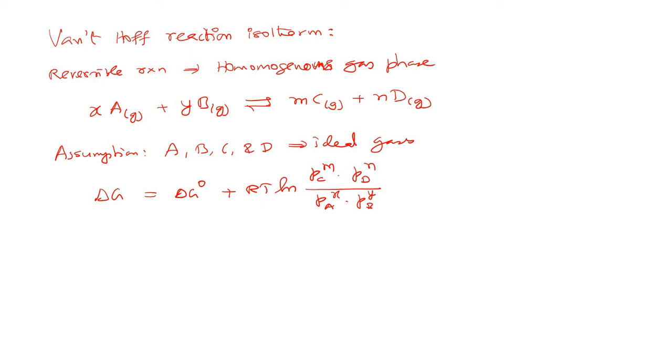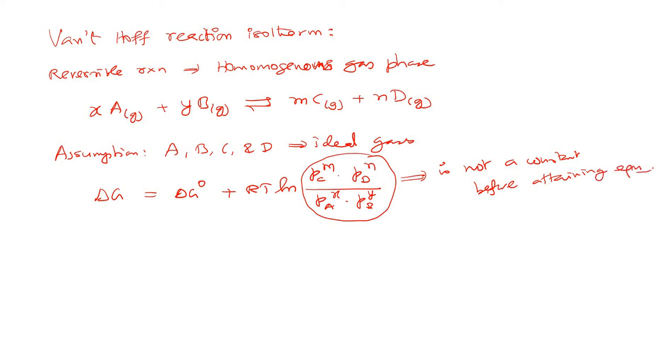Before attaining equilibrium, this ratio is not a constant. This ratio keeps on changing as the reaction progresses. We call this the ratio before attaining equilibrium.